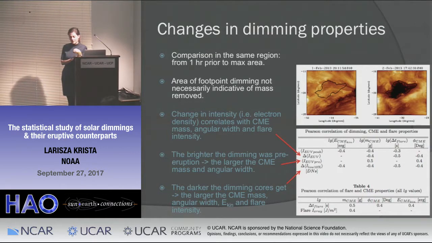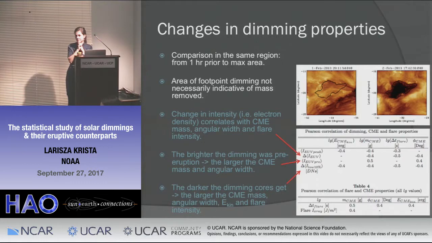So to have a dimming, you have to have open field lines, and that means that the material is gone. So if it's a filament that, do we call them a failed eruption, where a filament would erupt and then return, I'm not even sure if that's possible. Maybe it's possible, but in that case, we would not see a dimming at all, because you don't have a temporary open field. Great, thanks.